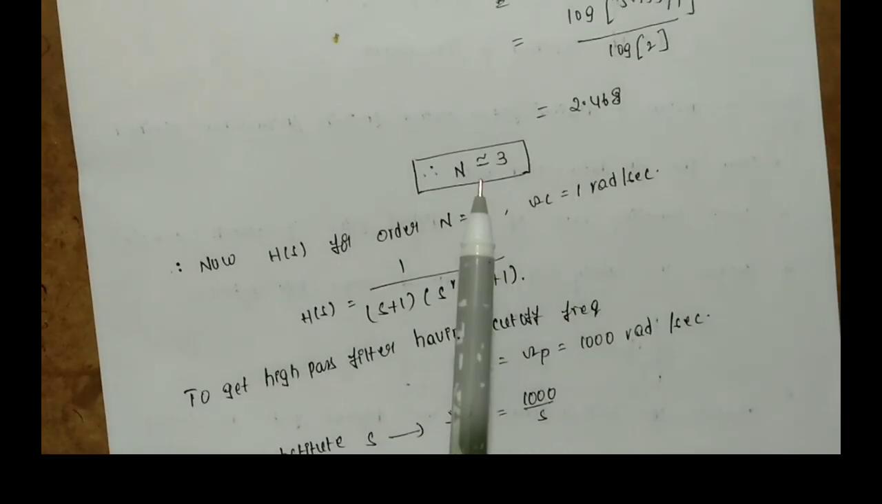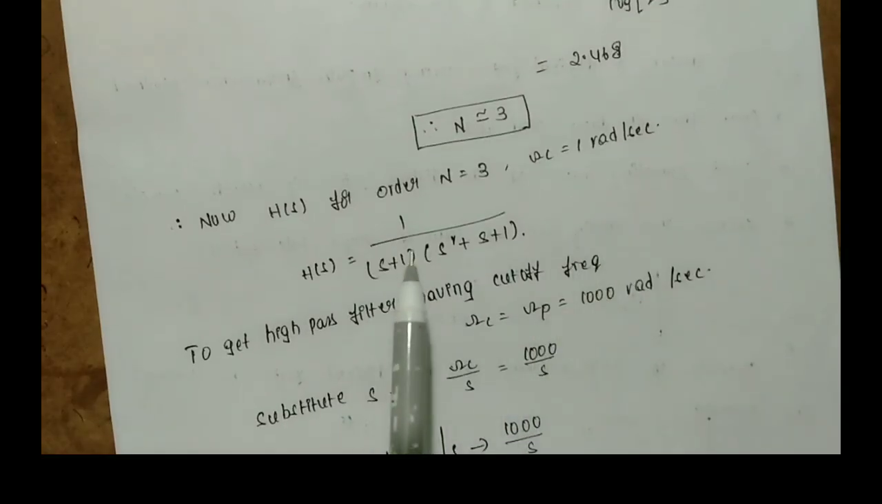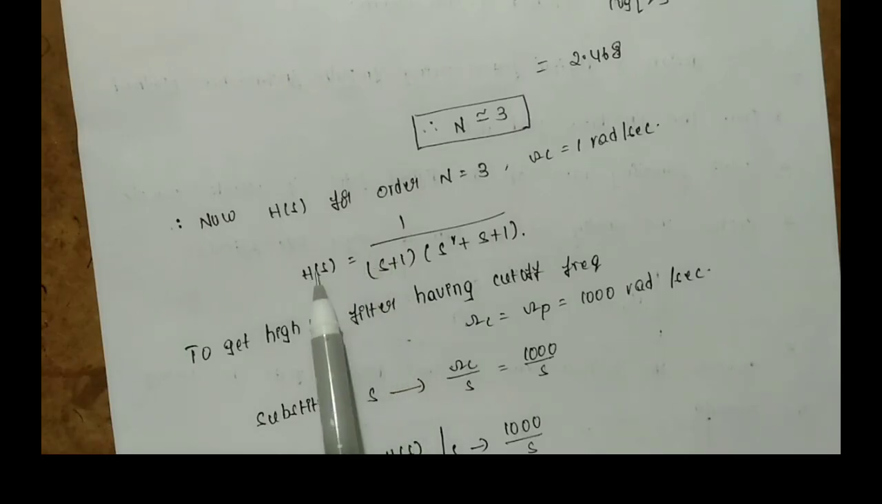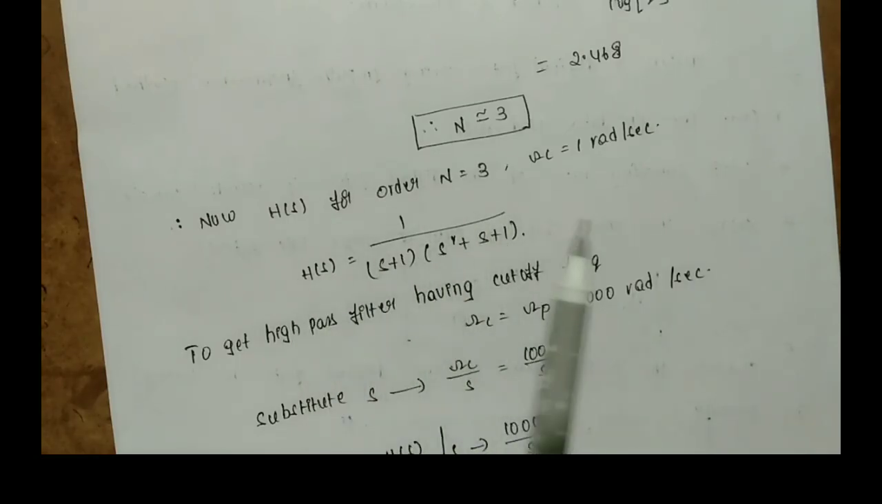For the order equal to 3, the Butterworth polynomial for the denominator function is 1 by (s plus 1) into (s square plus s plus 1). This is the fixed Butterworth polynomial for the normalized filter, so I have taken this. Now, whatever transfer function we got here is the transfer function of the low pass filter, but actually in the problem he is asking you to design the high pass filter. So you have to convert this low pass filter transfer function into the high pass filter.